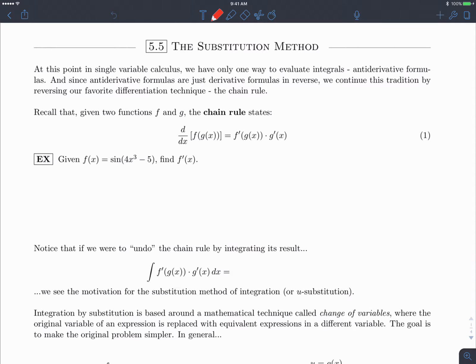So just to refresh our memory about how the chain rule works, we have here the formula for the chain rule that says if we want to take the derivative of the composition of two functions, so f composed with g of x, then that derivative is going to be the derivative of f of g of x times the derivative of g of x.